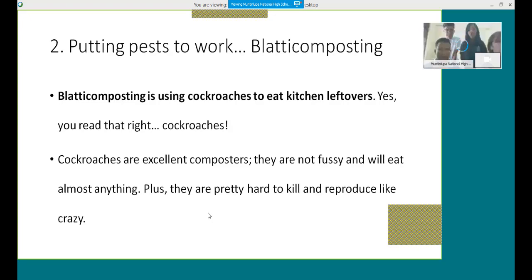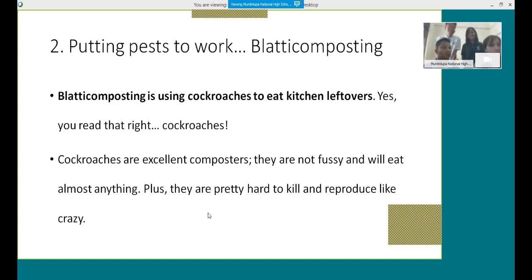Here in the Philippines, there is one study that used cockroaches to eat fertilizers, and they have proven to be excellent composters. And what do you call that type of composting using cockroaches? Blatty composting. That's what we have learned also, aside from vermiculture.